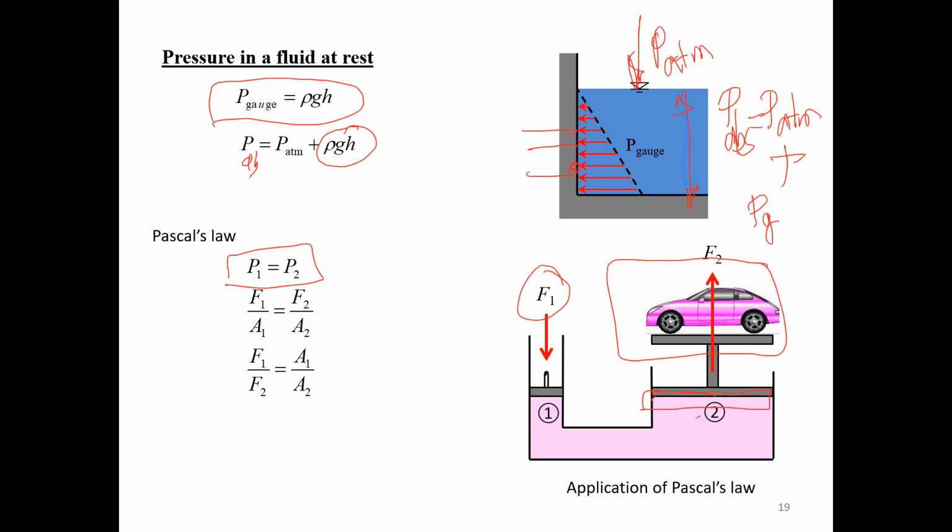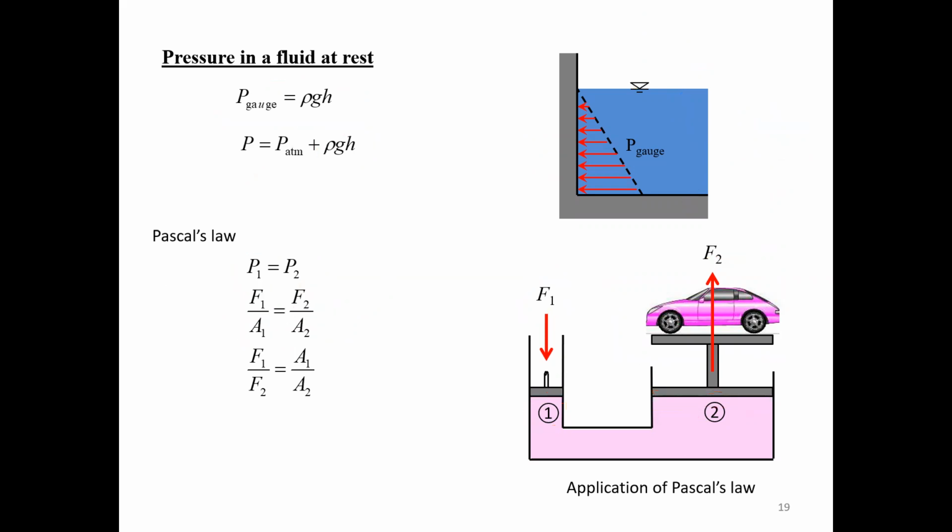So I can say I have force 1 divided by area 1, which is the area of the piston from this side. It should be equal to force 2 divided by A2. Okay, so the more area here I have, the less force I need on the other side. Okay, clear? So that's one of the applications of Pascal's law, relating to pressure.